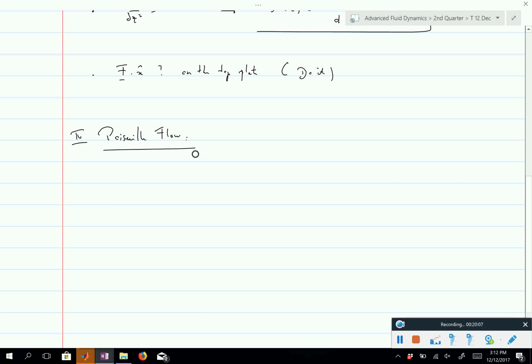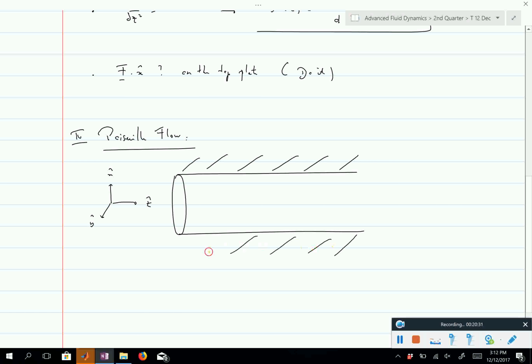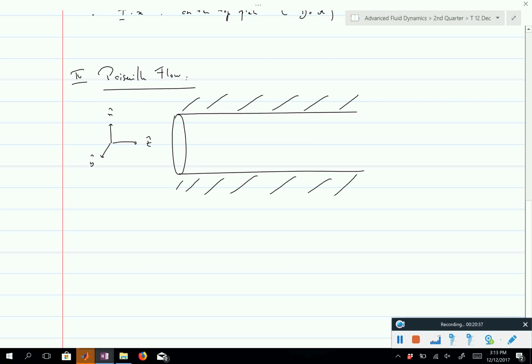So let's assume that we have a pipe. I'm putting now the z direction as my axial direction, because I will use cylindrical coordinates. So my pipe is here, it has a circular cross section. Okay, and we'll assume the flow to be unidirectional. So let's discuss this flow. First, we'll assume the flow to be unidirectional.